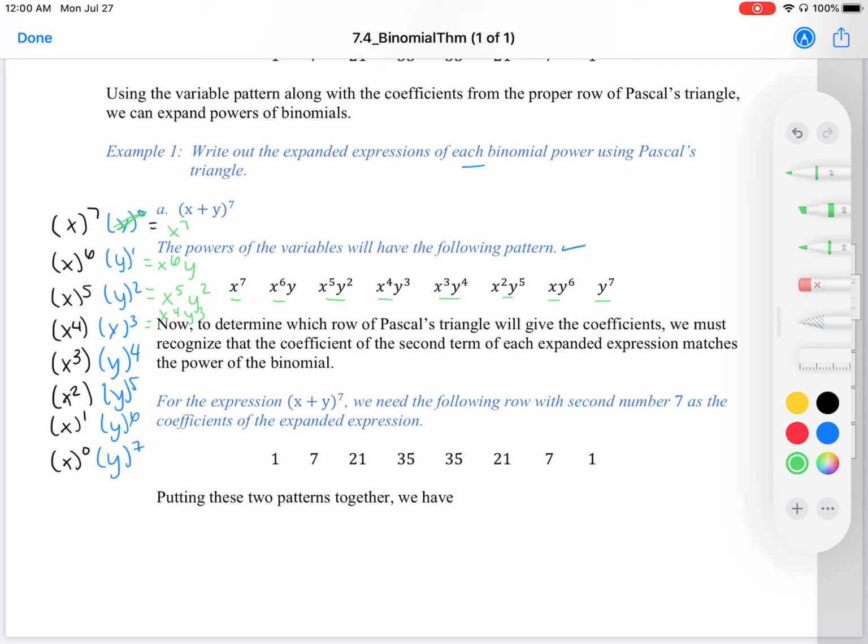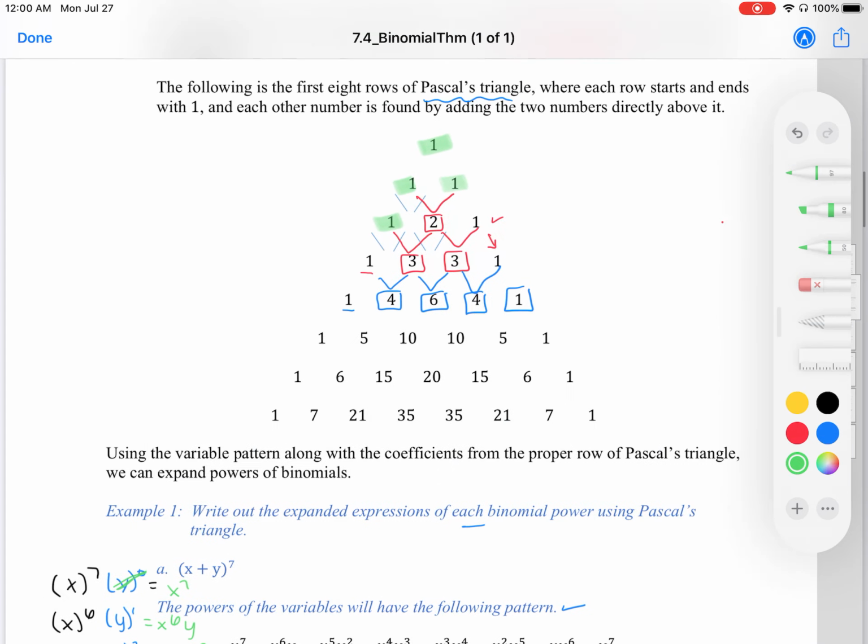All right, so that's our variables. Now, to determine which row of Pascal's triangle will give the coefficients, we must recognize that the coefficients of the second term of each expanded expression match the power of the binomial. So we see a 7. We look at our Pascal's triangle. Since we're raising it to the 7th power, we want to choose the row that starts with a 7.